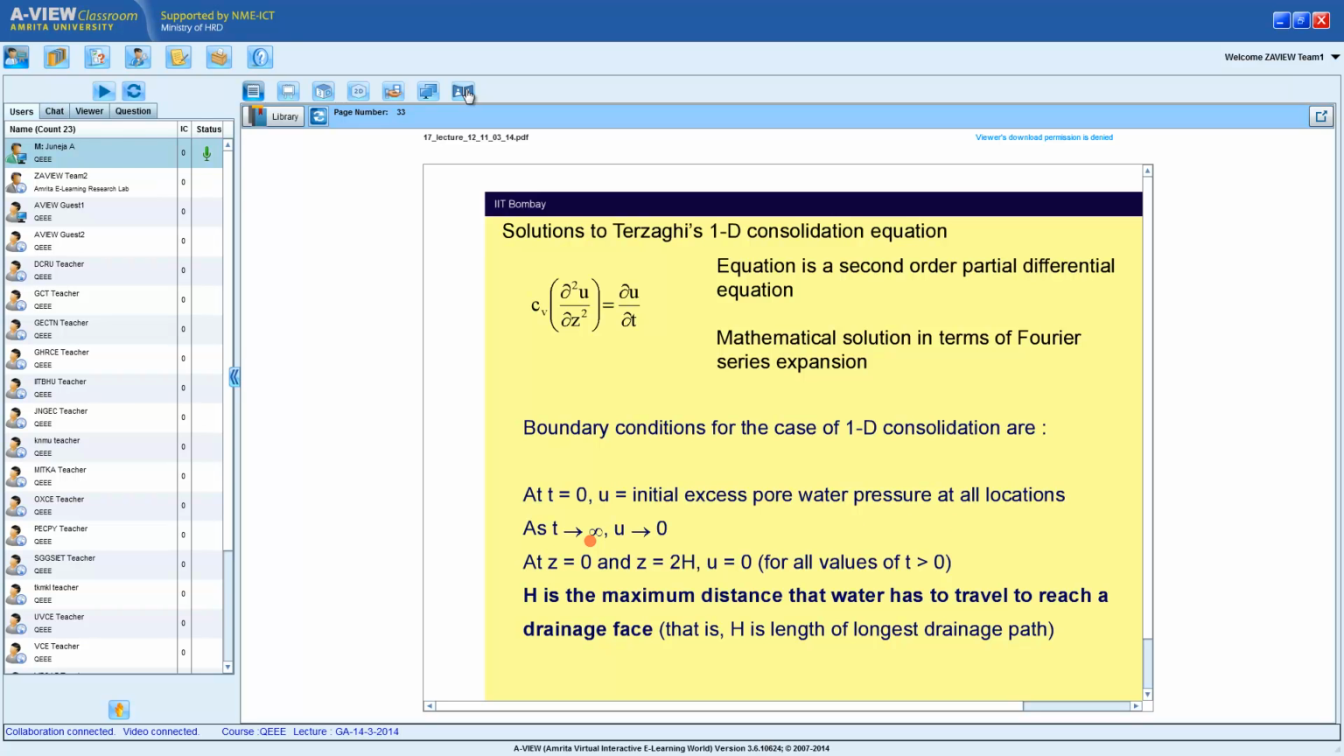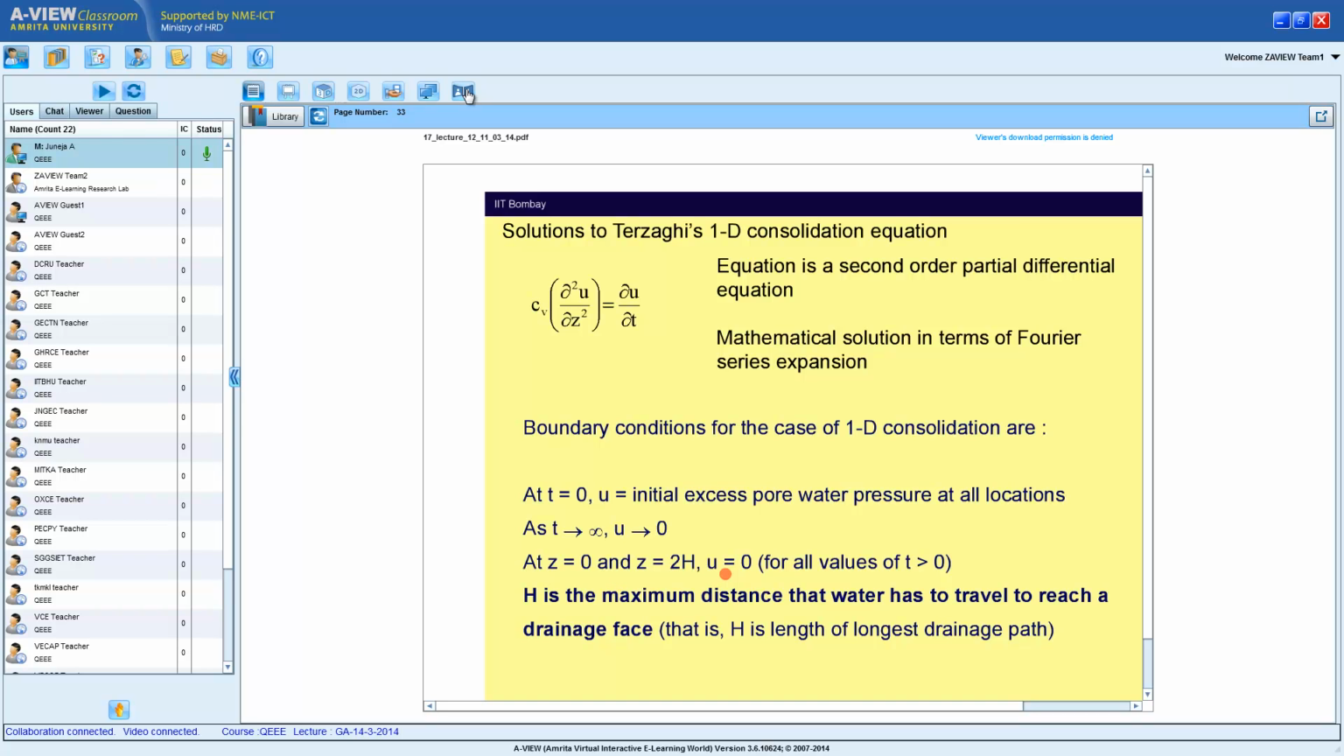When t is infinity, that means a long time after consolidation has started, all excess pore pressures are 0 everywhere. So I would say the first two statements are just for us to understand what this is about. The next one, at z equal to 0, is the top drainage layer, the top surface in contact with, say, a sand layer. We're looking at consolidation of clay. So the top surface is z equal to 0 and z equal to 2H is the bottom surface.